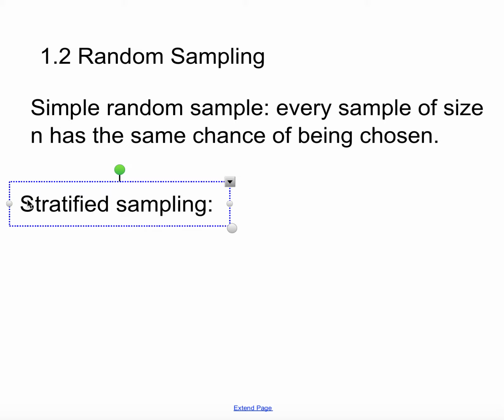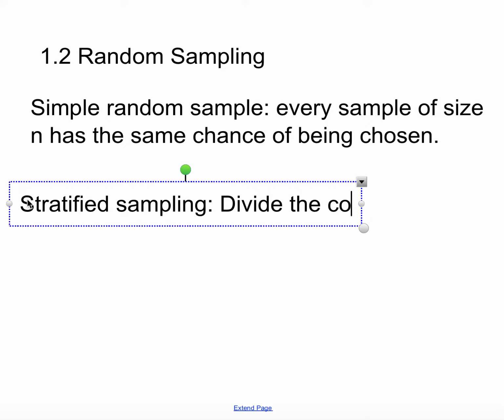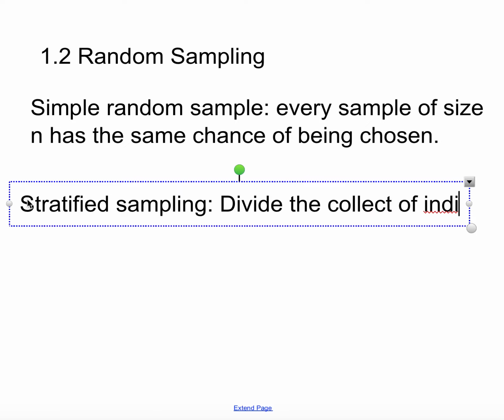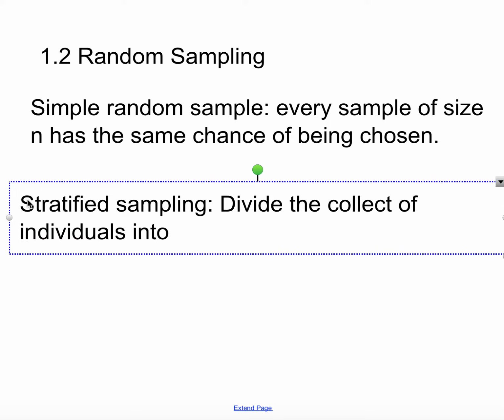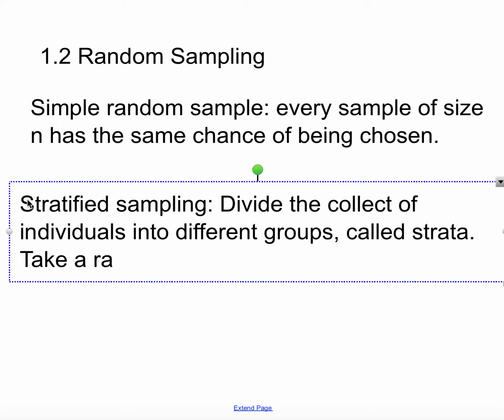is where you're going to take your group and divide them up into what we call strata, or different groups. So you're going to divide the population, or I should say the collection of individuals, into different groups. And we call these strata. And then you're going to take a random sample inside each of these groups, each of the strata, I should say.